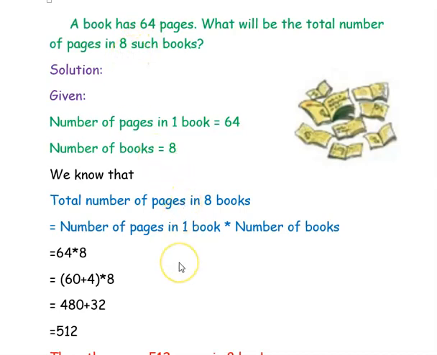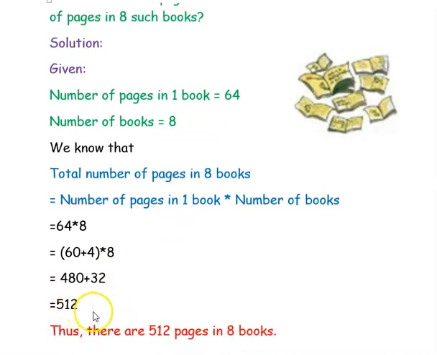Okay, so now we'll see how to multiply the large numbers very easily. So it's given number of pages in one book is 64 and number of books is 8. So total number of pages in 8 books is equal to number of pages in one book into number of books. So that is 64 into 8. So 64 is a large number, so we cannot multiply directly. So we are splitting 64 as 60 plus 4 into 8. Now we can multiply 60 into 8, so we'll get 480. Then plus 4 into 8 is 32. So 480 plus 32 is 512. So thus there are 512 pages in 8 books.